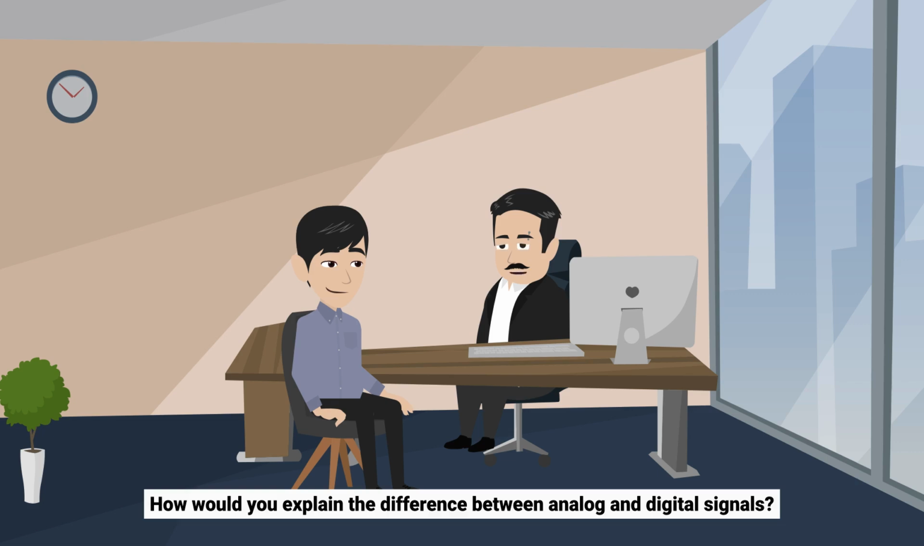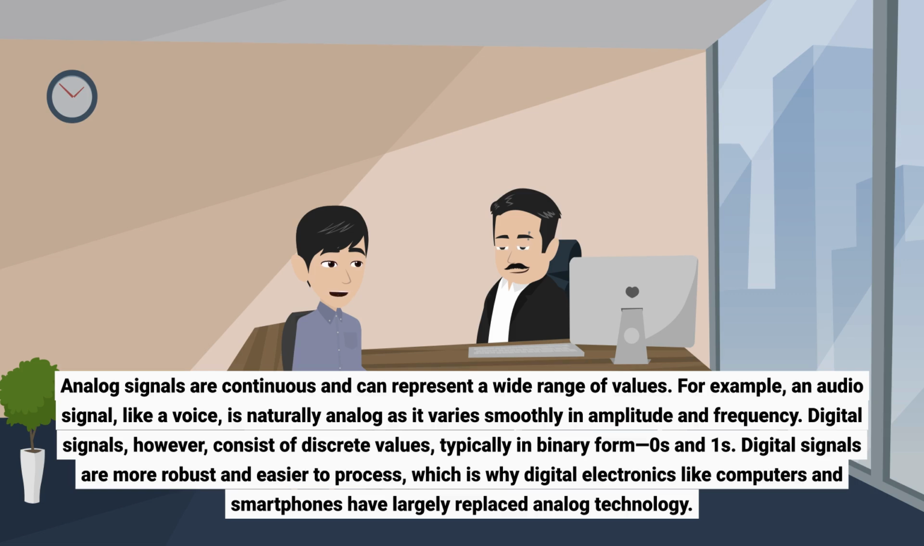How would you explain the difference between analog and digital signals? Analog signals are continuous and can represent a wide range of values. For example, an audio signal, like a voice, is naturally analog, as it varies smoothly in amplitude and frequency. Digital signals, however, consist of discrete values, typically in binary form, zeros and ones. Digital signals are more robust and easier to process, which is why digital electronics like computers and smartphones have largely replaced analog technology.